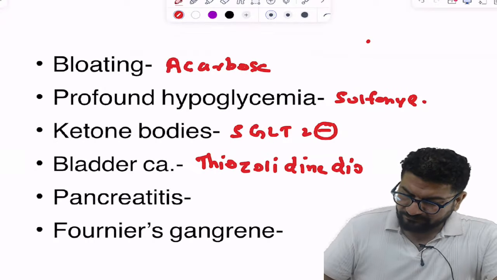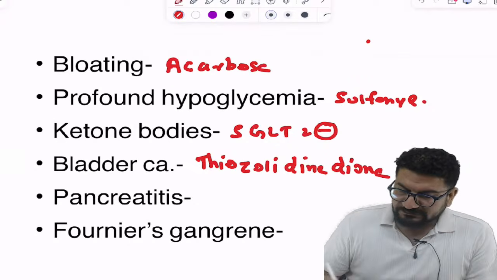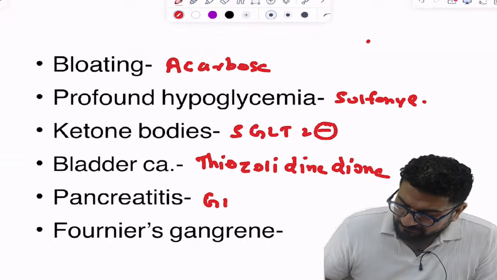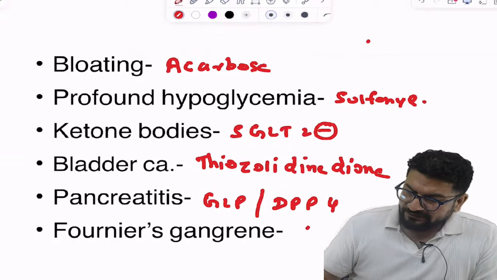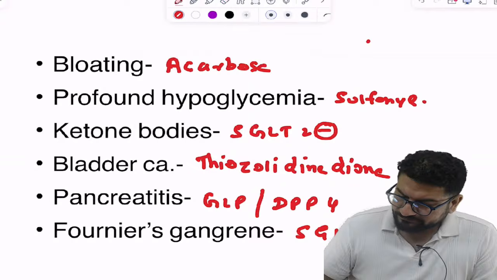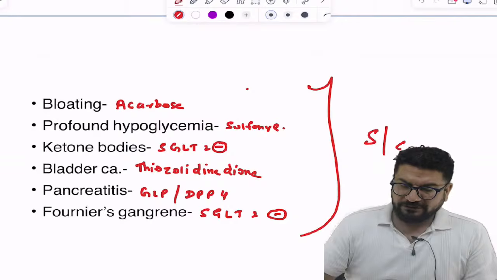Thiazolidinedione. Pancreatitis will occur because of GLP analog and DPP4 inhibitor. Fournier's gangrene, again, will be because of SGLT2 inhibitor. So these are questions which they ask on side effects of a drug.